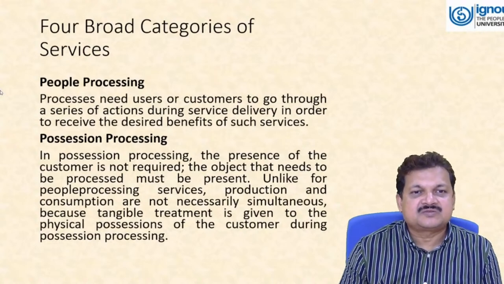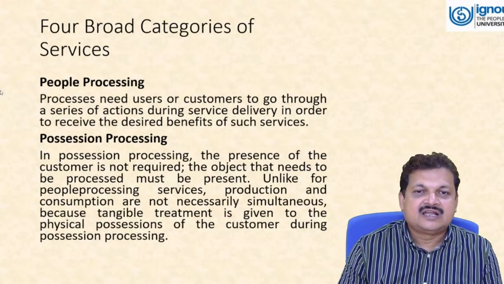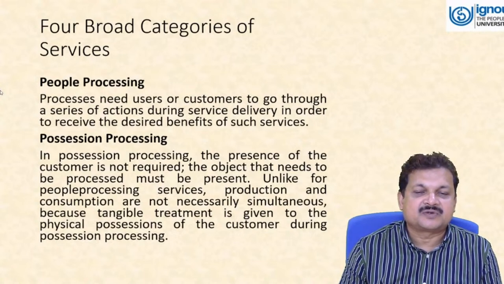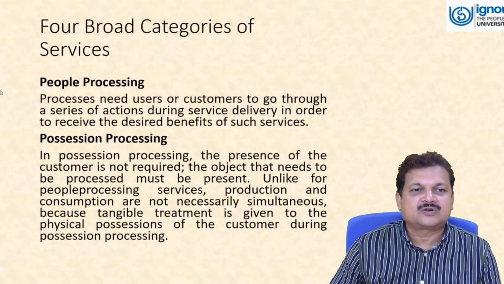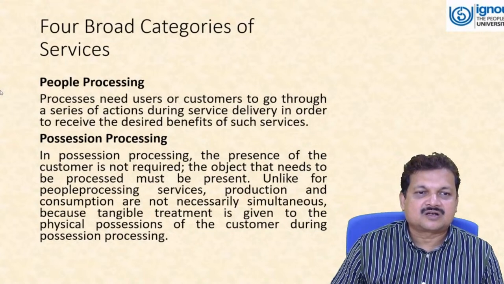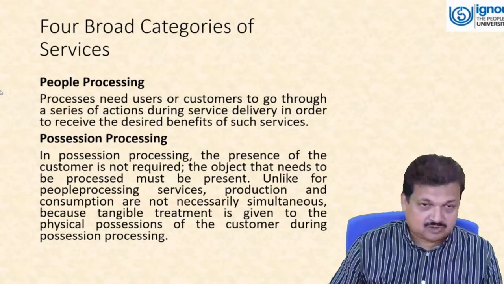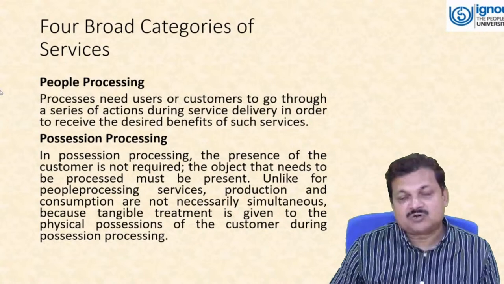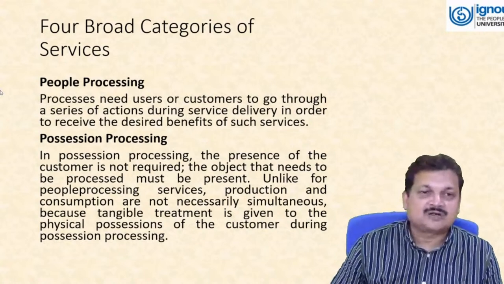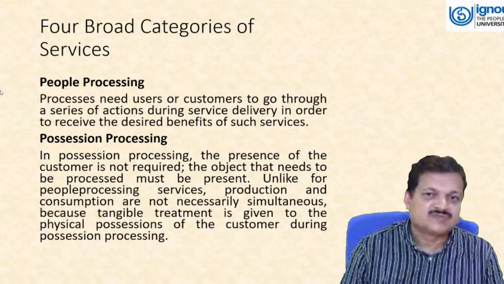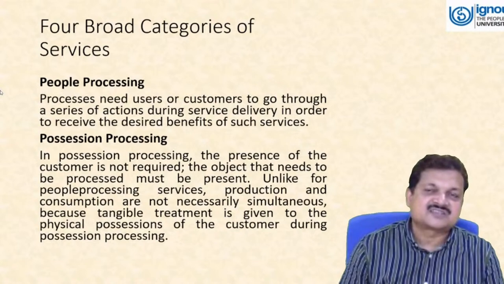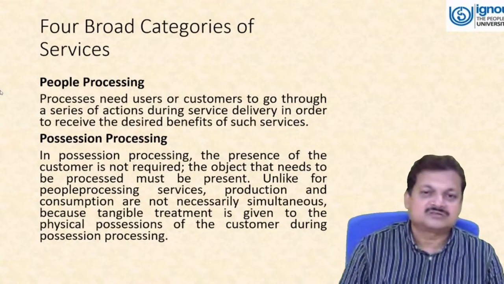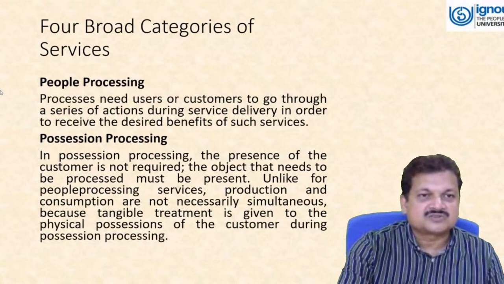In the case of possession processing, the presence of the customer is not required, but the object that needs to be processed must be present. Unlike people processing services, production and consumption are not necessarily simultaneous, because tangible treatment is given to the physical possessions of the customers. So you need to make the arrangements, like an X-ray or an MRI; you fix up all the services and the machine will automatically work to give the services to the customer.